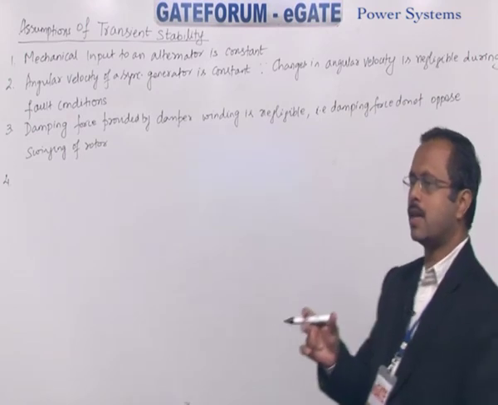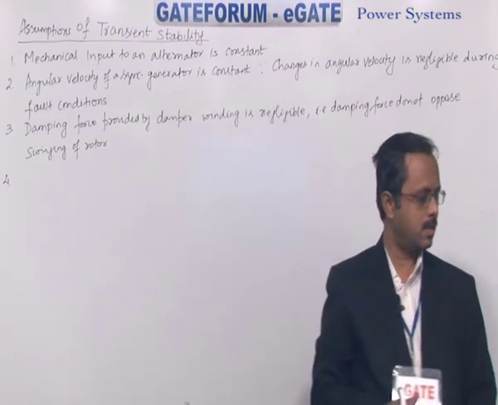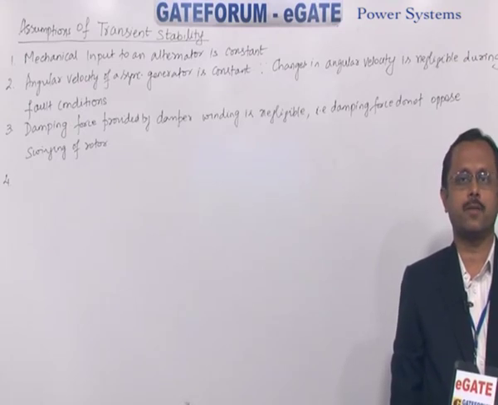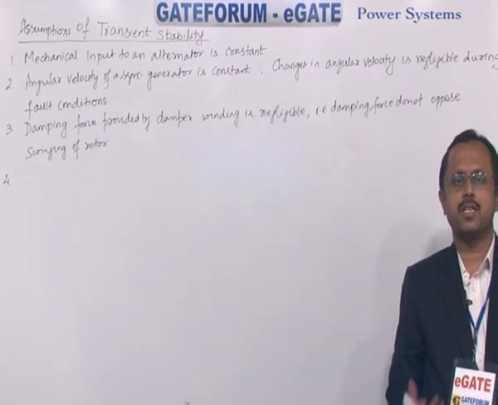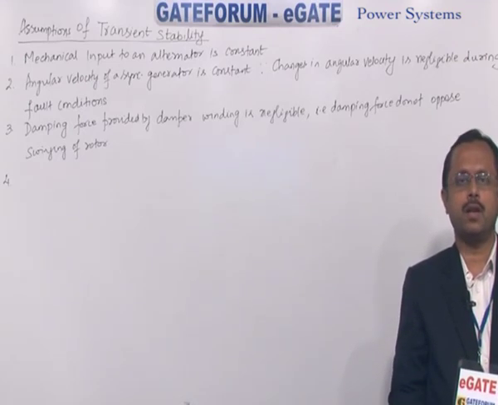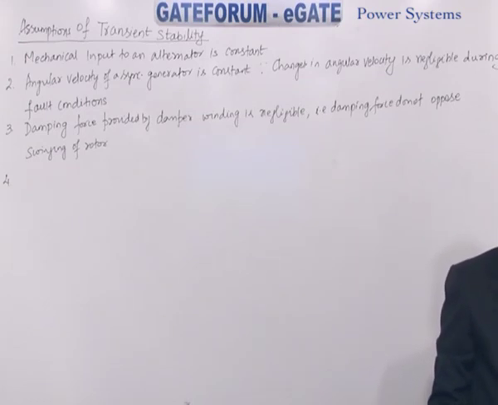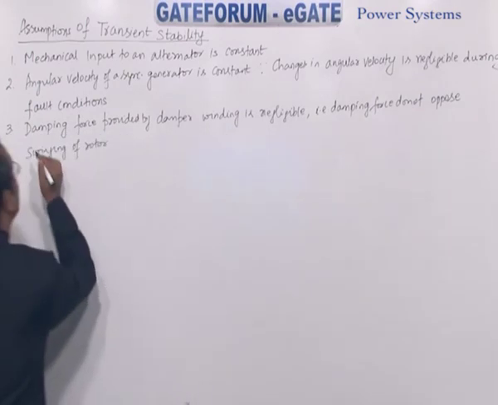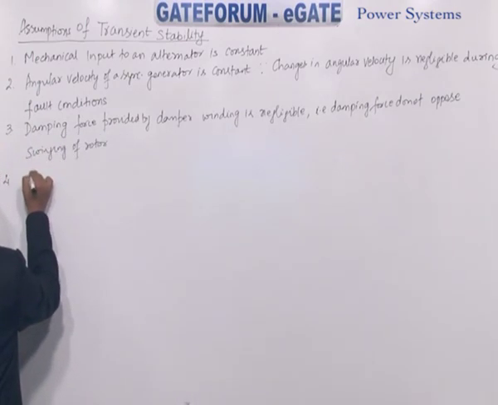Now the voltages across the reactances of a synchronous machine are assumed constant, because the change in the voltages is negligible when compared to the change in the reactance of the line. So what is the fourth assumption?